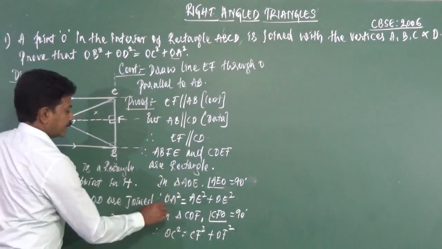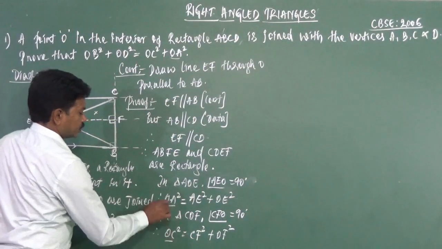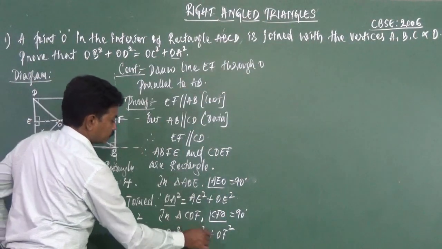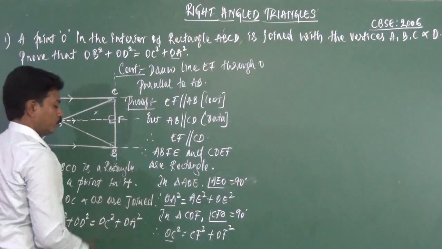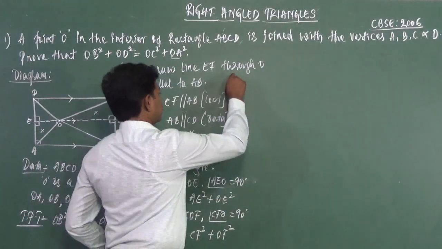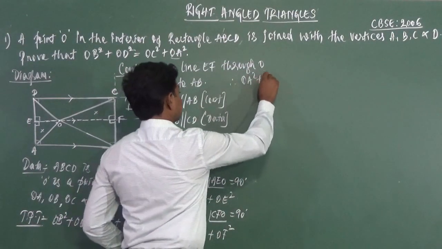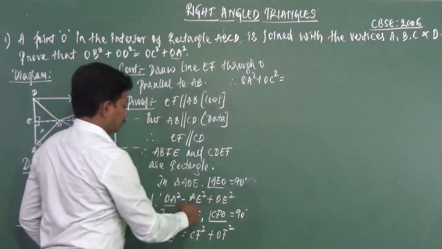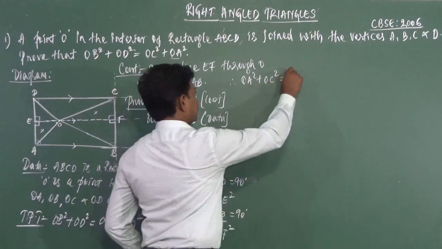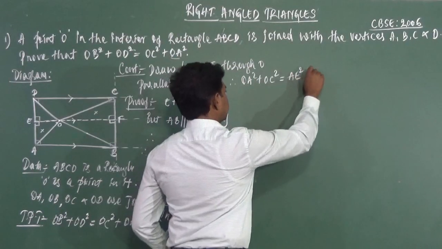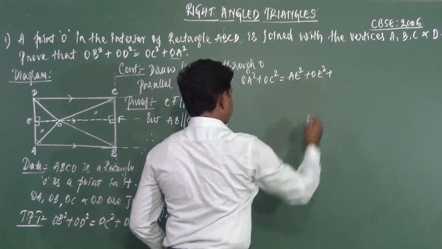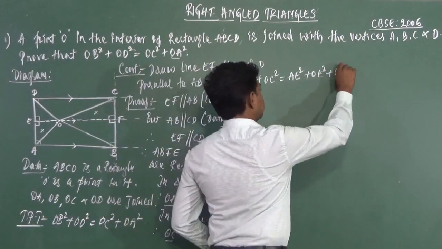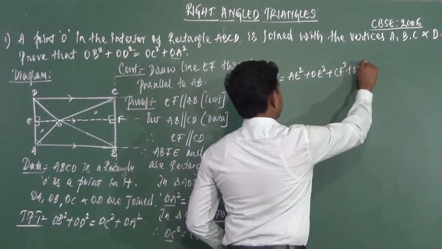Now, we will add these two equations, that is OA square is equal to AE square plus OE square, and OC square is equal to CF square plus OF square. Adding both equations, OA square plus OC square is equal to AE square plus OE square plus CF square plus OF square.